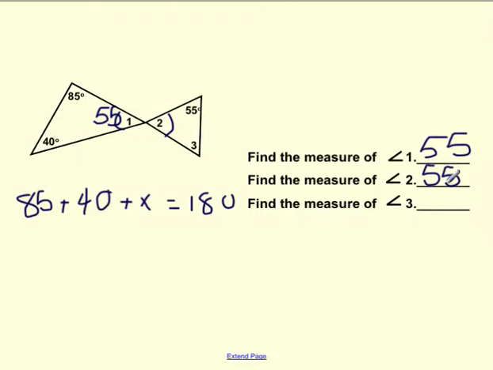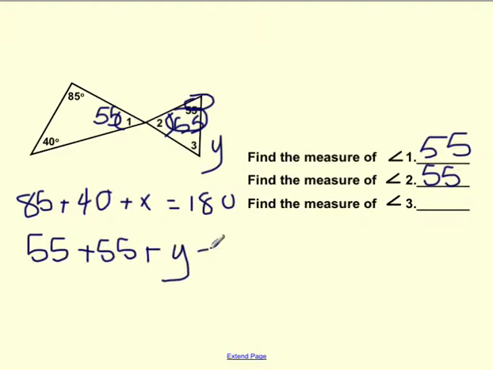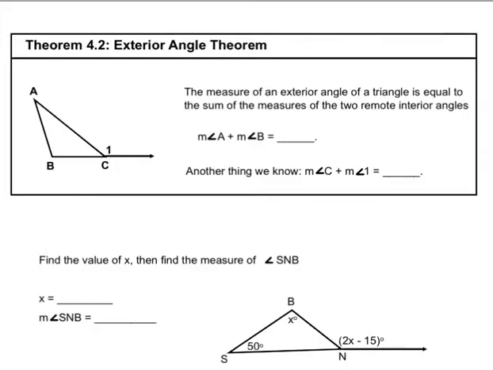Last but not least, find the measure of angle 3. Well, we have two of the three angles in the triangle. So 55 plus 55, and then whatever our angle 3 is, has to be equal to 180. Solve that for y, and you will get 70 for that third angle. Let's take a look at this next part.